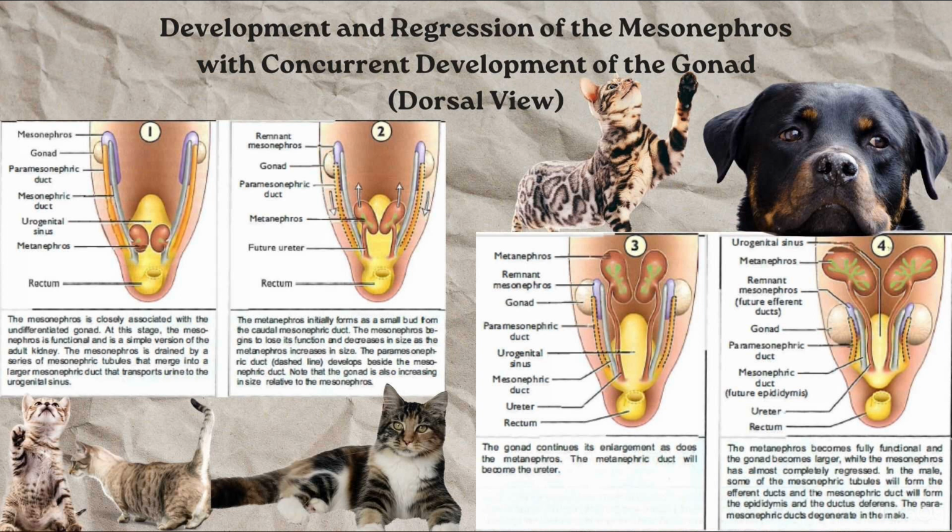For our third illustration, the gonad continues its enlargement, as does the metanephros. The metanephric duct will become the ureter. For our fourth illustration, the metanephros becomes fully functional and the gonad becomes larger, while the mesonephros has almost completely regressed. In the male, some of the mesonephric tubules will form the efferent ducts, and the mesonephric duct will form the epididymis and the ductus deferens. The paramesonephric ducts degenerate in the male.